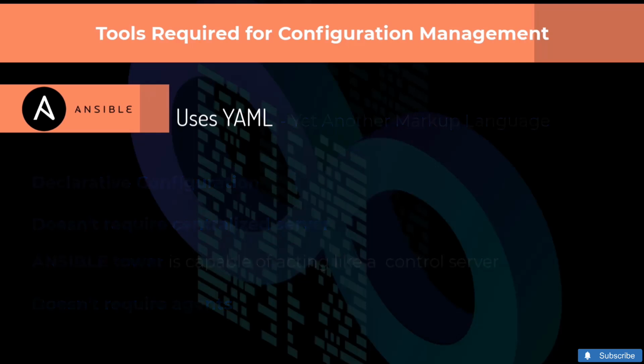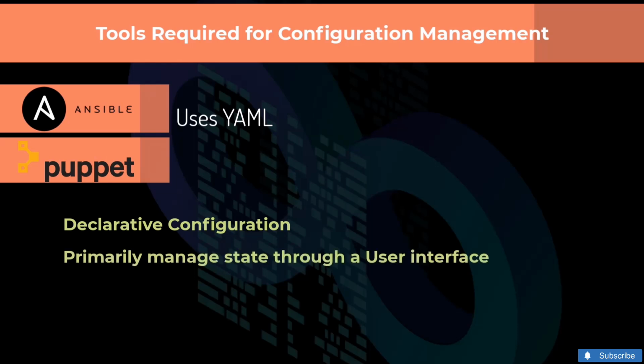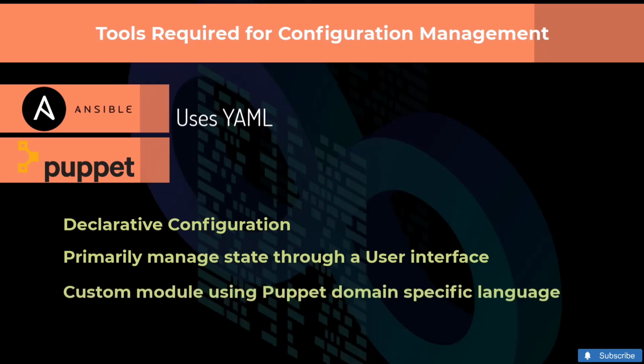Another popular configuration management tool is Puppet. Like Ansible, Puppet also uses declarative language or a declarative configuration, meaning that you describe the state that you want the machine to be in, and Puppet figures out how to get the machine into the state you want it. In Puppet, you primarily manage state through a user interface, which means that for some of it, it will become easier to use. And in Puppet, you can create custom modules using Puppet domain specific language. So if you want to create certain functionality beyond what Puppet includes out of the box, you are going to need to learn the actual Puppet code or Puppet DSL.